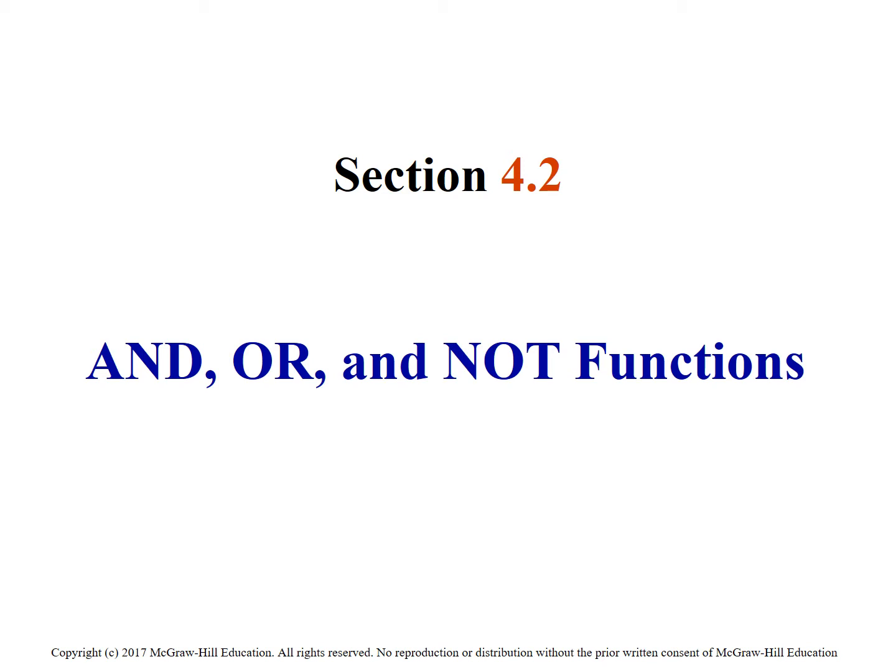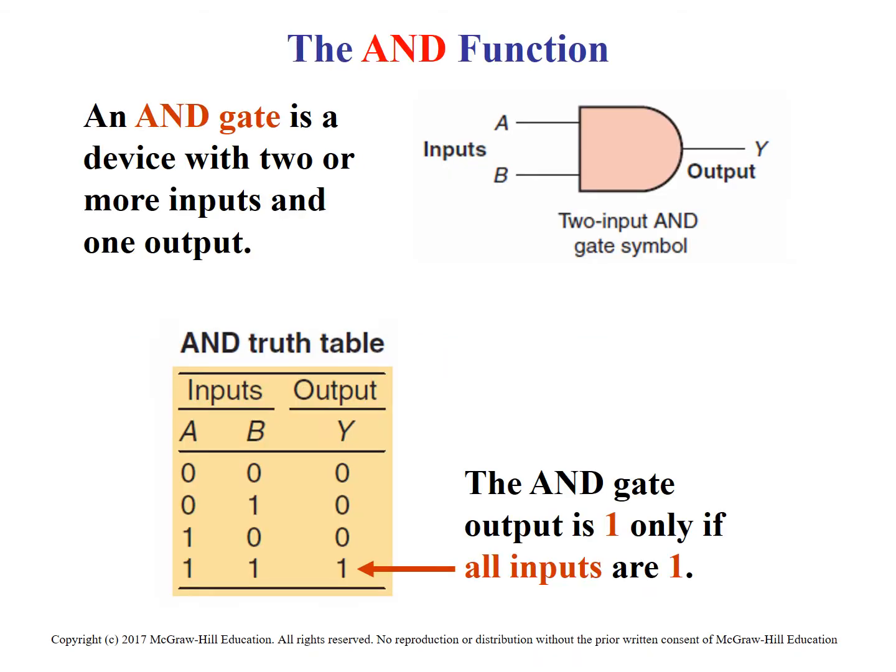AND, OR, and NOT functions, 4.2. So here's what they call a truth table. This little guy here in the center, they call it a truth table. You'll see this very, very often in the digital world. What you see here is a binary sequence, 00, 01, 10, 11. In a decimal equivalent, that would be 0, 1, 2, 3.